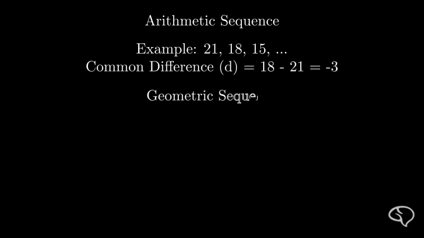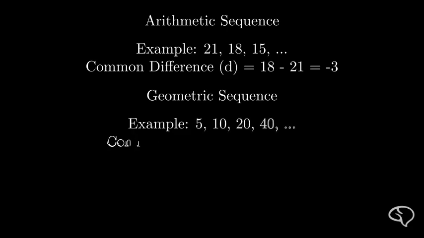Next is the geometric sequence. In a geometric sequence, each term after the first is found by multiplying the previous one by a fixed, non-zero number called the common ratio, denoted by r. For instance, in the sequence 5, 10, 20, 40, the common ratio is 2. You multiply by 2 to get the next term.